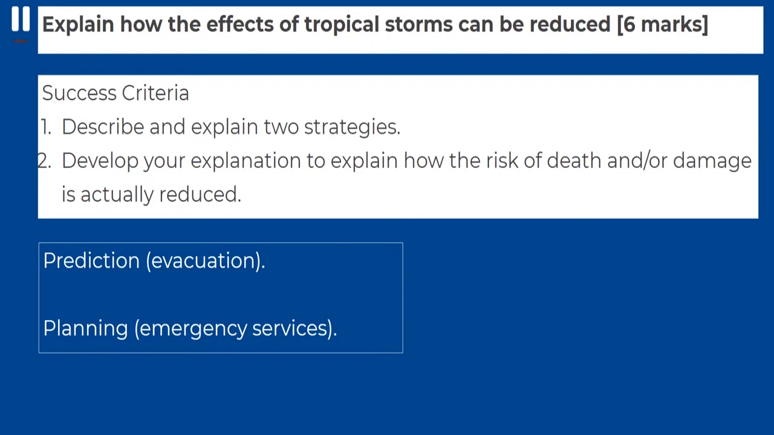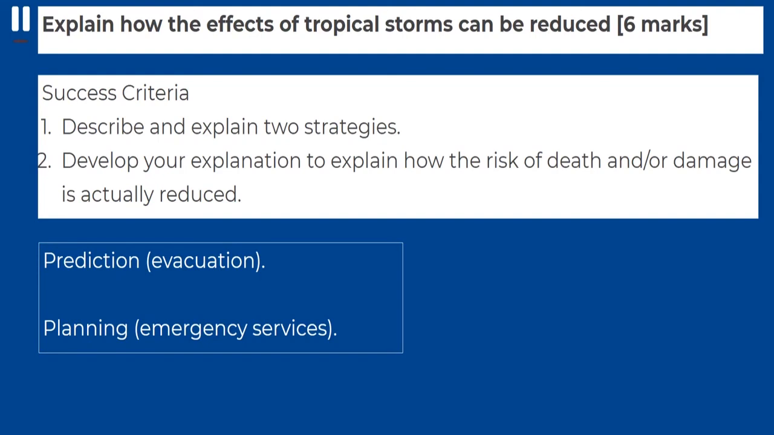Now, we've talked about 4 different methods or ways that effects of tropical storms can be reduced. So we've looked at monitoring, prediction, protection, and planning. So we're going to take 2 of these areas to add into our answer. So the success criteria for this is going to be to describe and explain 2 strategies, 2 ways that the effects of tropical storms can be reduced.